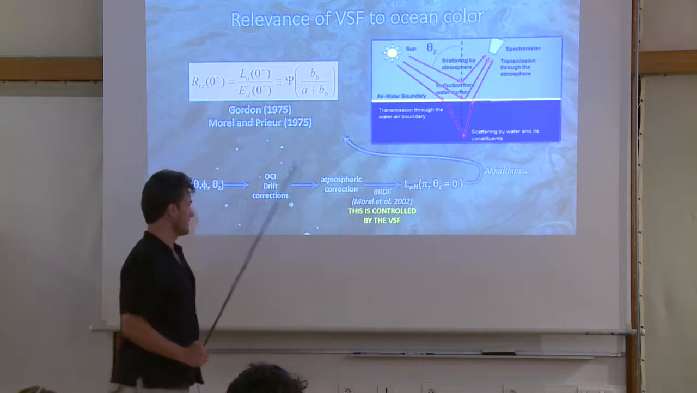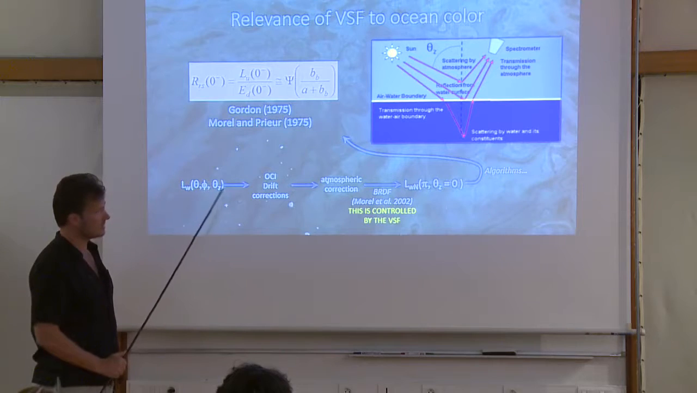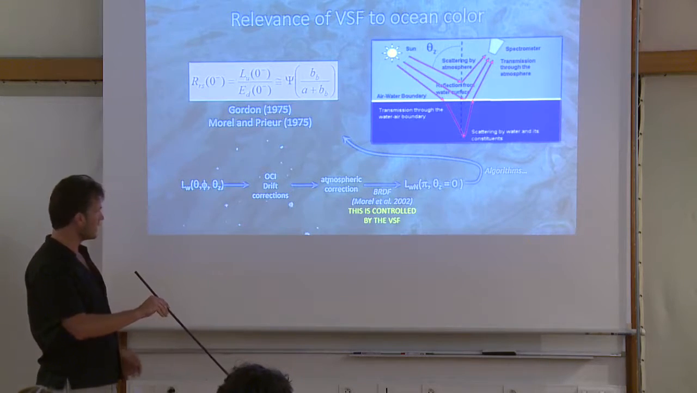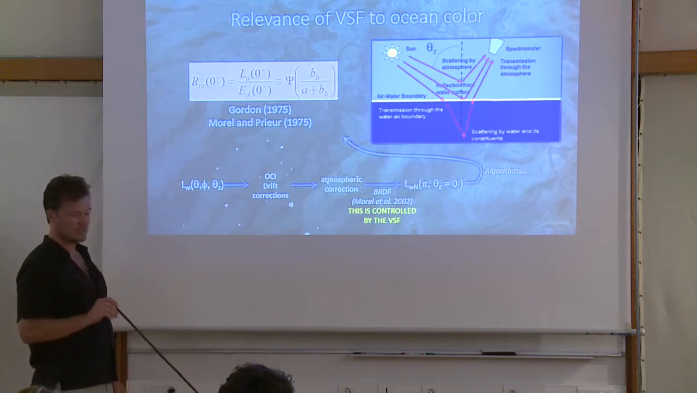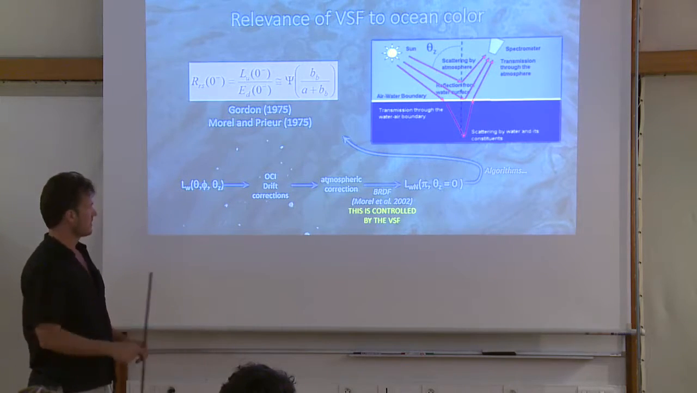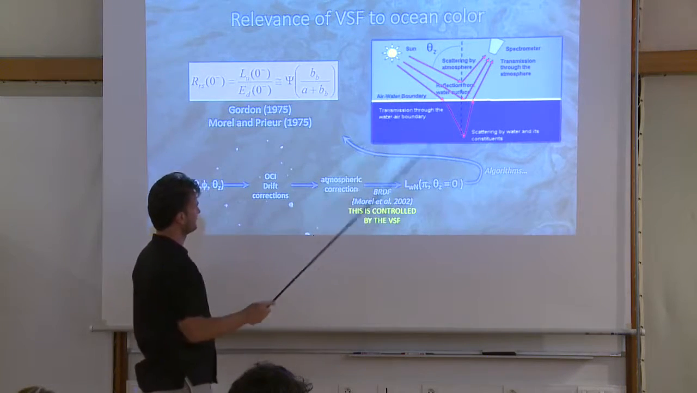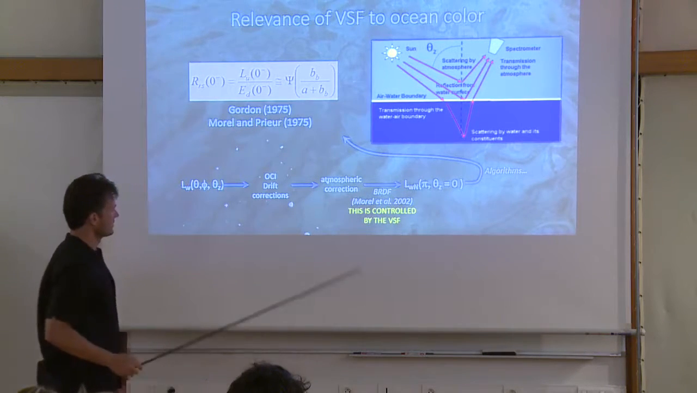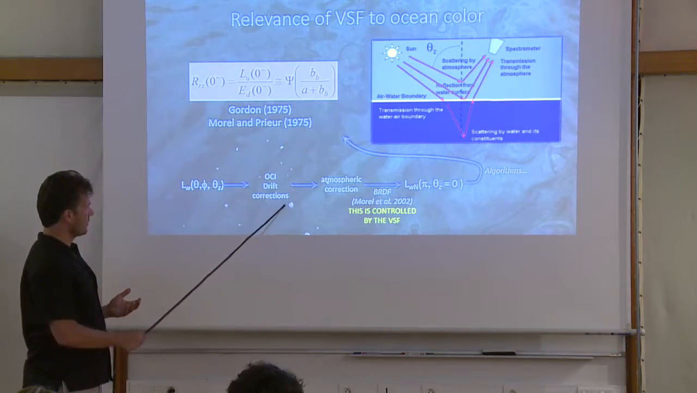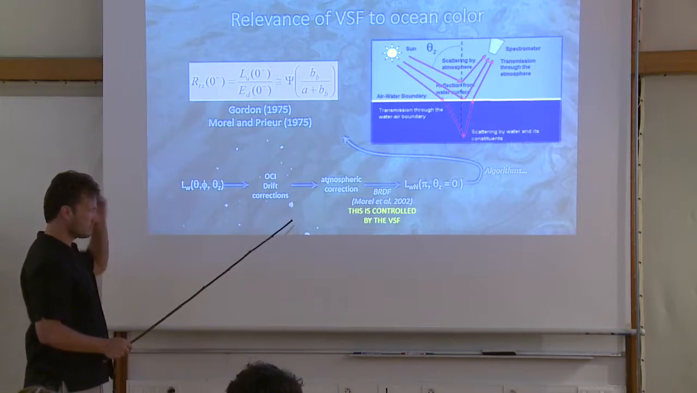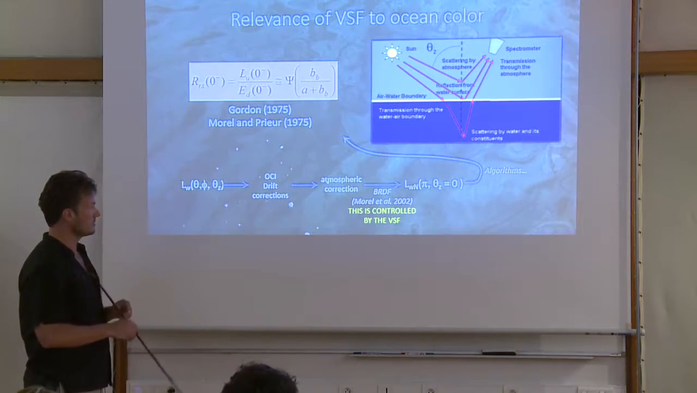So initially, a detector, an OCI, ocean color imager, is going to be measuring water leaving radiance, and it's going to be a function of its specific viewing angle, so the zenith and the azimuth, and the solar zenith. And that's going to make a specific scattering angle in the water, once it's refracted through the interface. And then what NASA does is they apply drift corrections for the ocean color imager. They apply atmospheric corrections based on the viewing geometry.